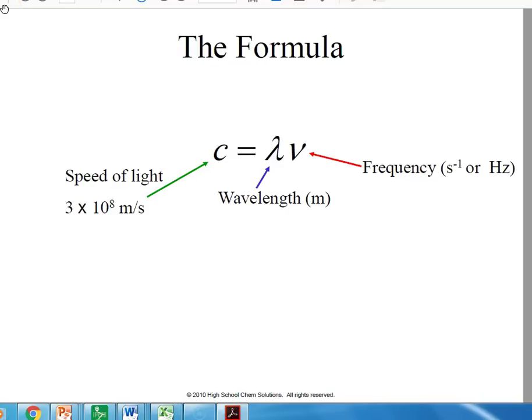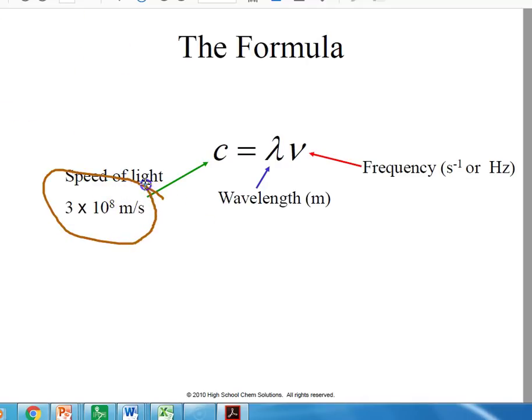In this video, we're going to look at the mathematical relationship between wavelength and frequency. We've already seen the relationship between wavelength and energy, hopefully, on our POGIL. But here we're going to look at the relationship between wavelength and frequency, and then we'll move into energy in the next calculation.